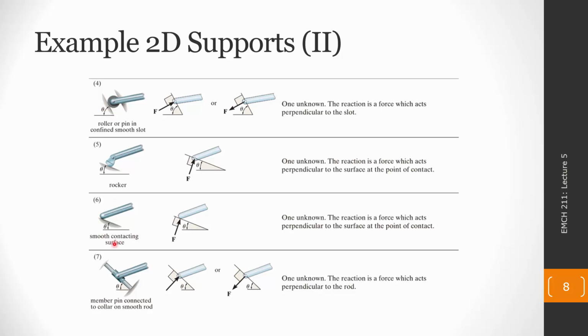It's allowed to slide along the axis of the pipe that the collar is on. However, it cannot move perpendicular to that surface. So there is a force that prevents it from moving along this normal axis to the pipe. But because of this pin connection, there's nothing that's stopping us from rotating our object around this point.